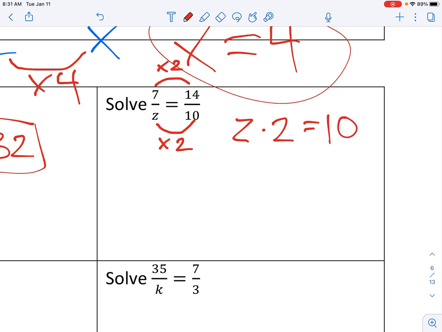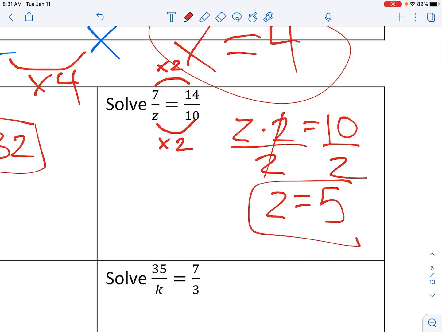I know that to solve this, we have to do the opposite of what it's doing. So we would divide by 2, and those would cancel out. Divide by 2 on this side. We would get z equals 5. Okay, plug it in over here. And 5 times 2 is 10, so it works.